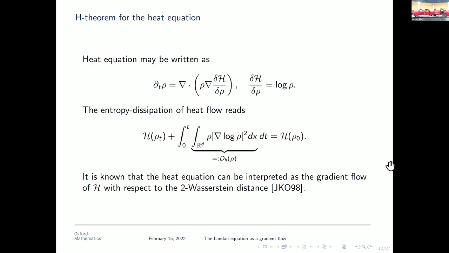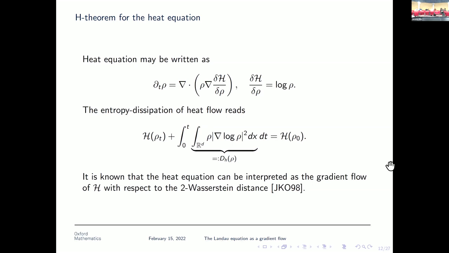And the heat equation, as we all know, also satisfies an H theorem, where formally by plugging in log rho as a test function, you get this identity here. The underbraced term I might refer to as the heat dissipation, or perhaps more standardly, the Fisher information, because that is what it is.